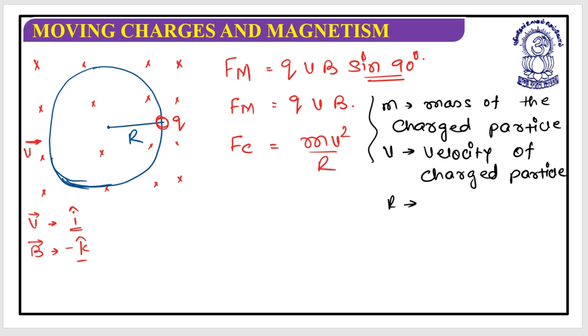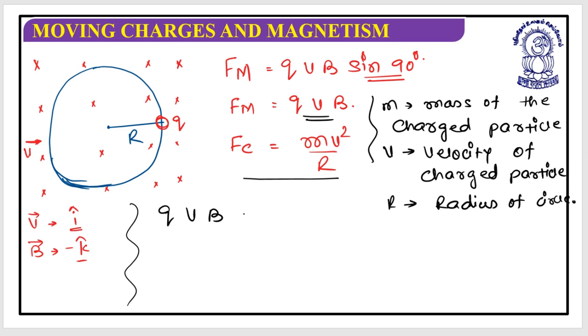R is the radius of the circle. I hope you understand that the required centripetal force to move on the circular path is being provided by the magnetic force. So I can equate these: qvB is equal to mv square by r. Yes, this is qvB, which equals mv square by r.